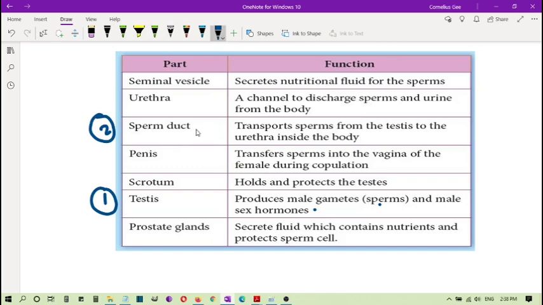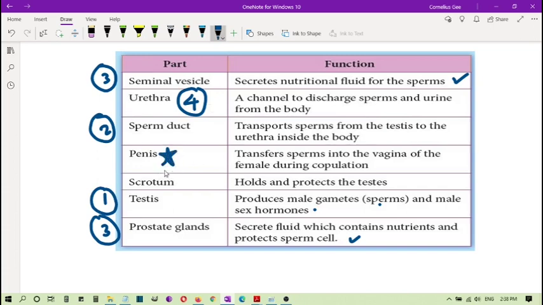That's why I look at the sperm duct here. It transports the sperm from the testis to the urethra inside the body. From the sperm duct, it goes and meets this structure here, number 3, where you have the seminal vesicles and the prostate glands. This one takes care of the sperm, providing nutritional fluid, nutrients and protection for the sperm. After that, the sperm is sent to number 4, the urethra, which channels the discharge of sperm and urine from the body. This urethra is inside the penis.